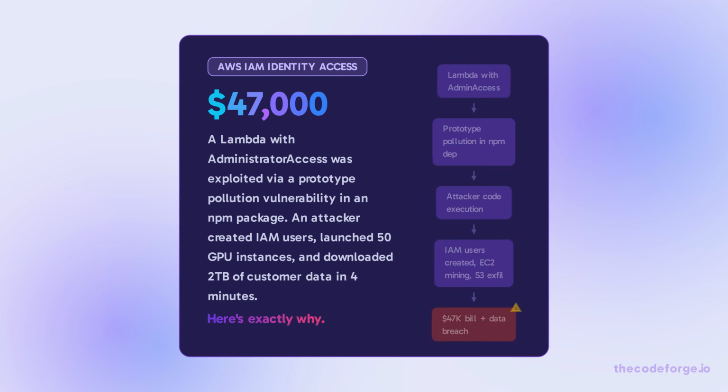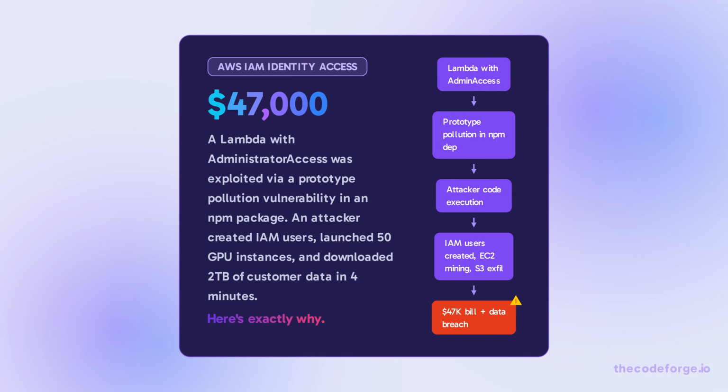A Lambda function with administrator access was exploited through a prototype pollution vulnerability in an NPM package. In 4 minutes, an attacker created 3 identity and access management users, launched 50 GPU instances for crypto mining, and downloaded 2 TB of customer data, resulting in a $47,000 bill.